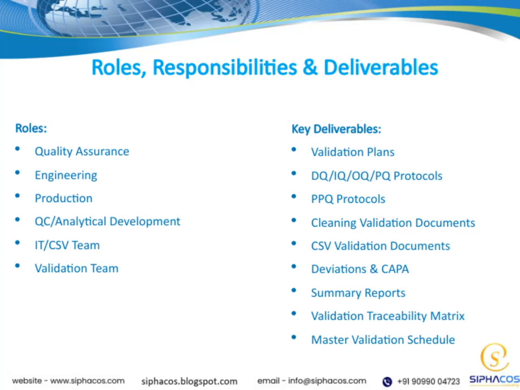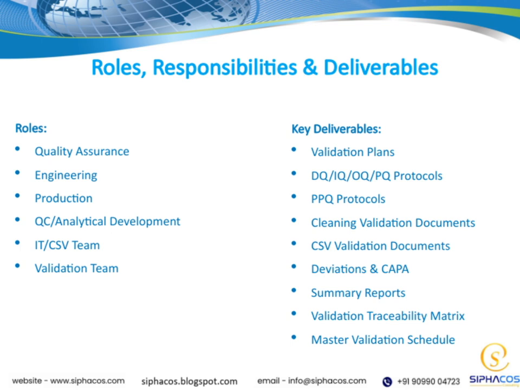Let's take a closer look at the key deliverables involved in our validation process. First, we have validation plans, which outline the overall strategy and scope for each validation activity. Then, we move into detailed protocols such as DQ, IQ, OQ, and PQ, which stand for design qualification, installation qualification, operational qualification, and performance qualification, respectively. These ensure that everything is installed and operates correctly.